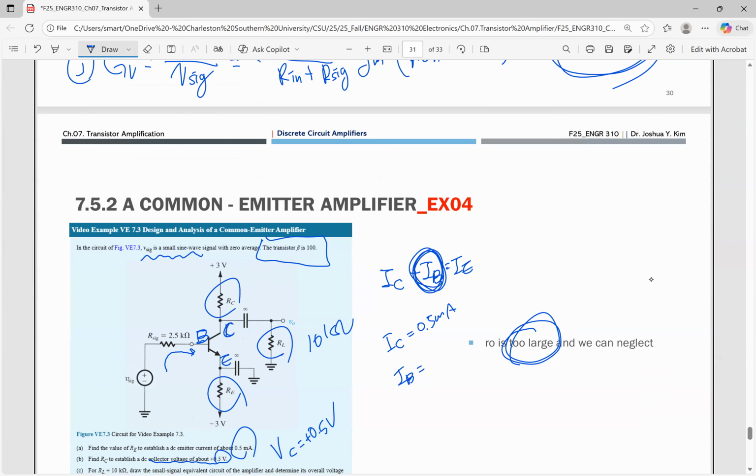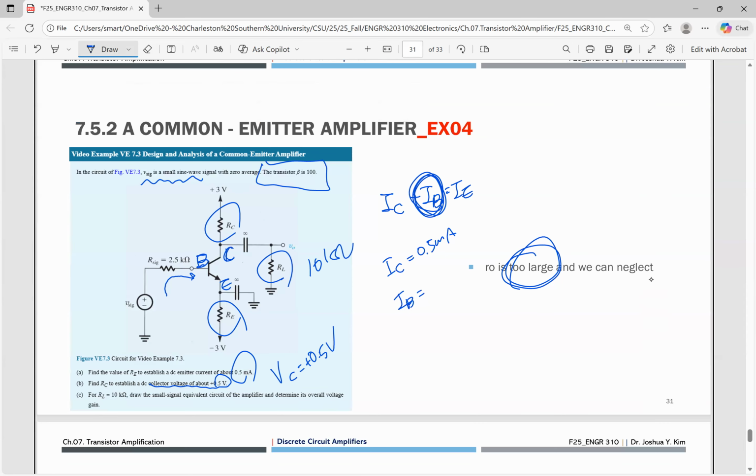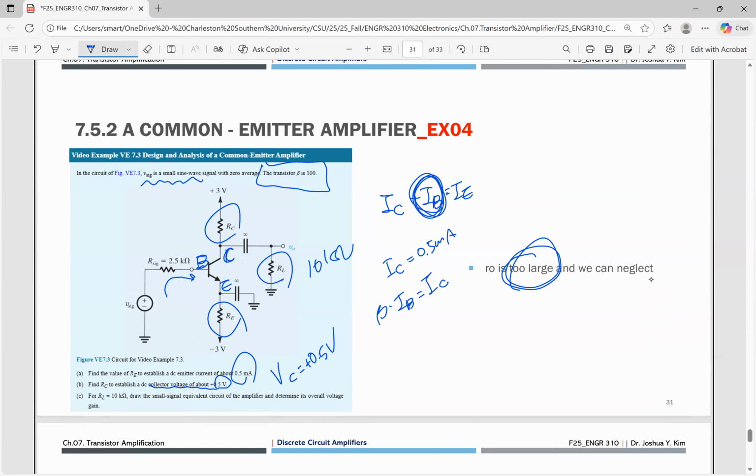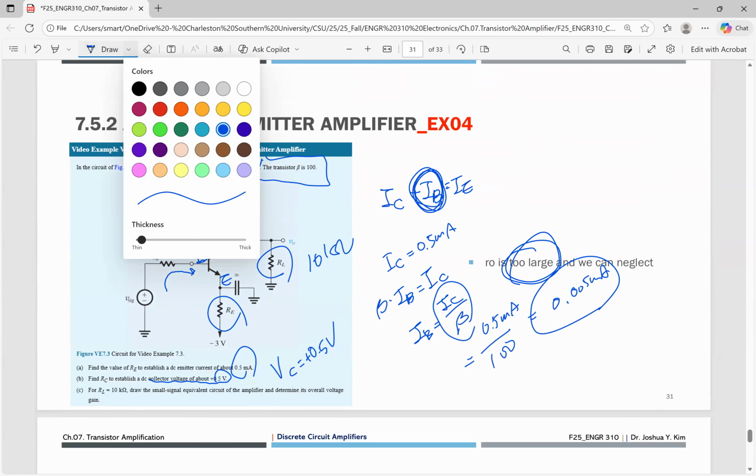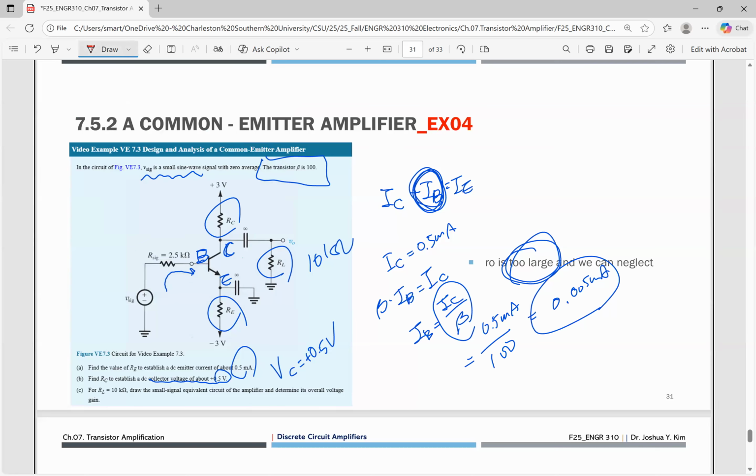I sub C is beta times I sub B. Let's say I sub B is I sub C over beta, where beta is 100, so 0.5 milliamp over 100 is 0.005 milliamp. So it's very small. So the I sub C is similar to I sub E, which means it is the I sub E.